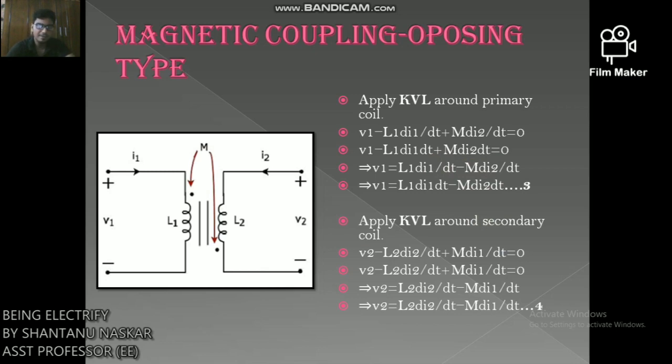So in equation 3 and equation 4, the self-induced voltage and mutually induced voltage have opposite polarity. Hence, the above transformer circuit is an example of magnetic coupling which is of opposing type.